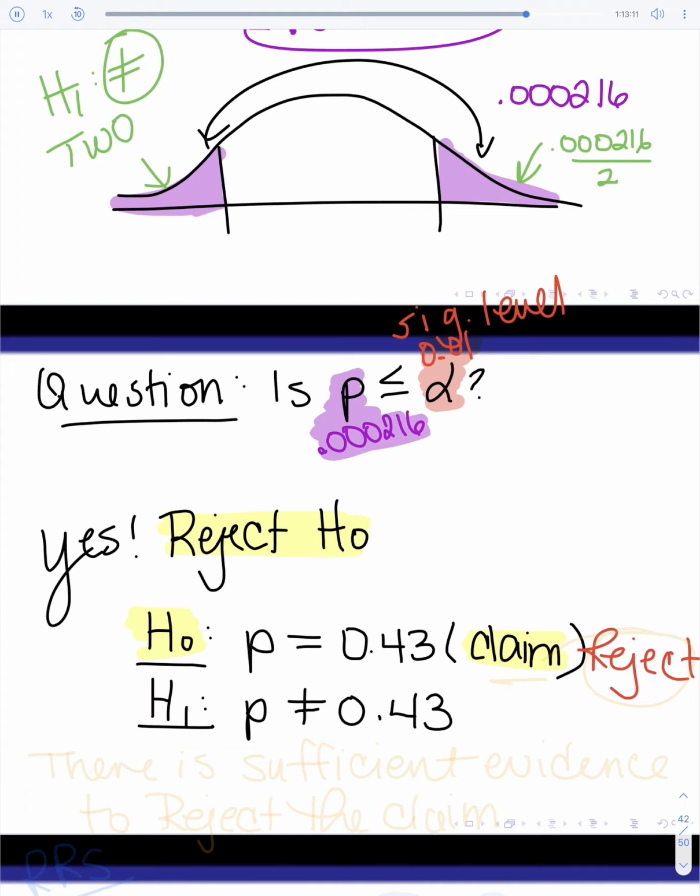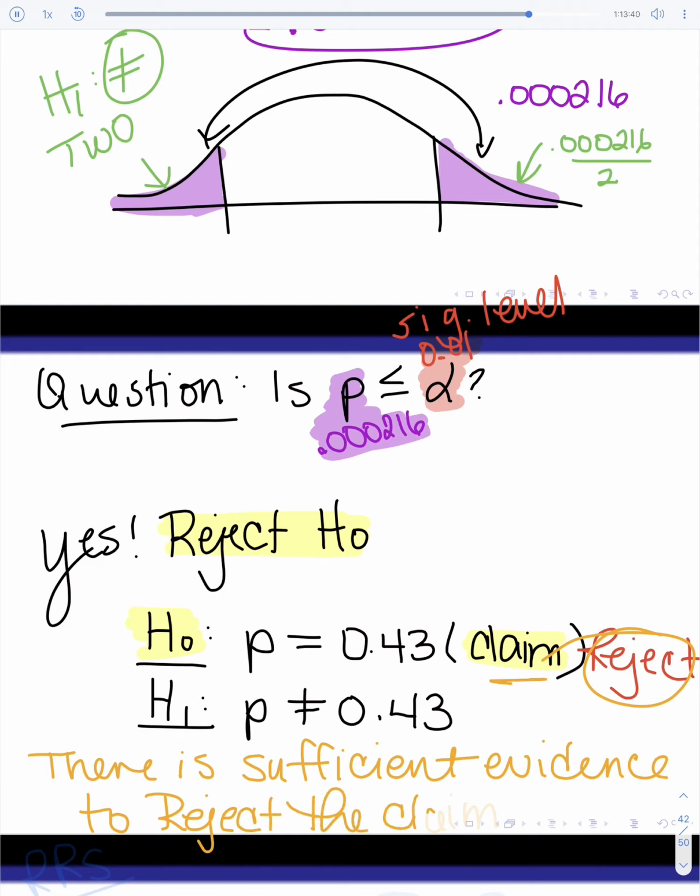So that means we're actually going to do something here. When we actually write out our final sentence, it's going to be that there is sufficient evidence, because we're doing something, not failing to do something. Sufficient evidence to, what are we doing? Reject the claim.